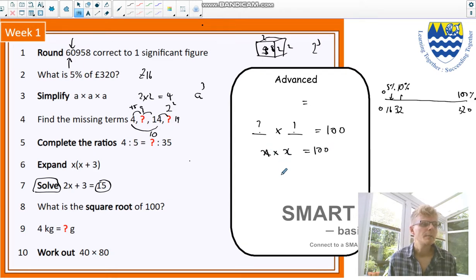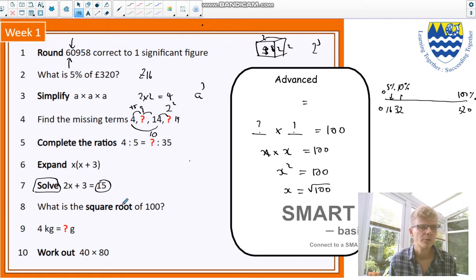Okay? And then that would arrive at x squared. So we've seen this before, haven't we? Something times something, which is the same number, equals 100. So this equation is the same as this English statement, okay? And we would write that as x is the square root of 100.